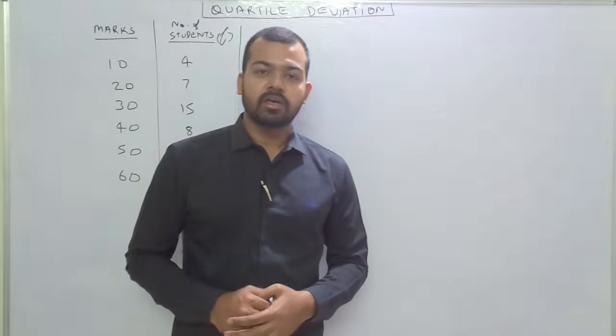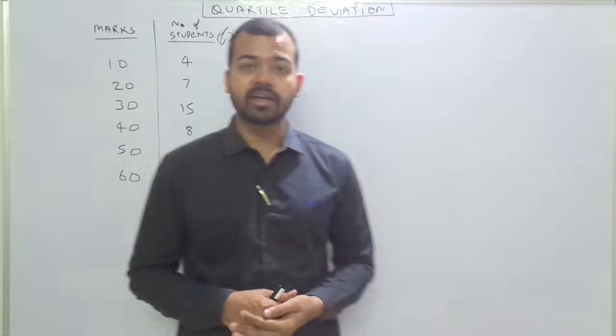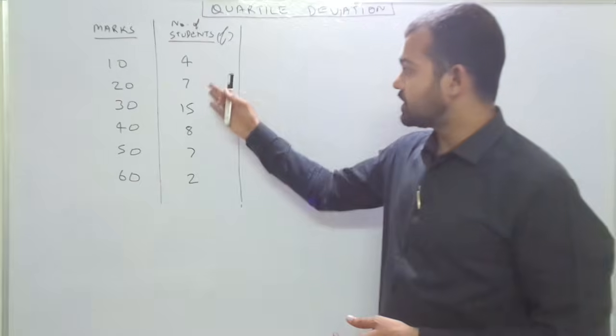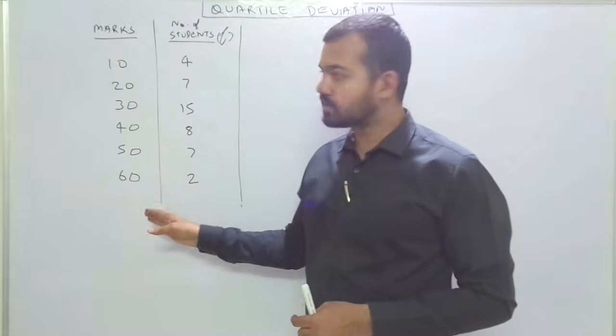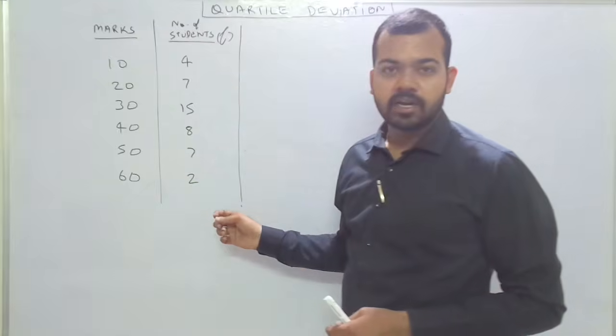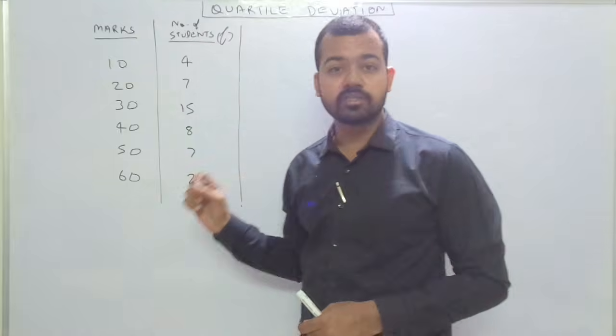Welcome to this video. In this video we will discuss quartile deviation from a discrete series. This is the discrete series in which there is a marks column and the number of students. It means the number of students is the frequency in these questions.